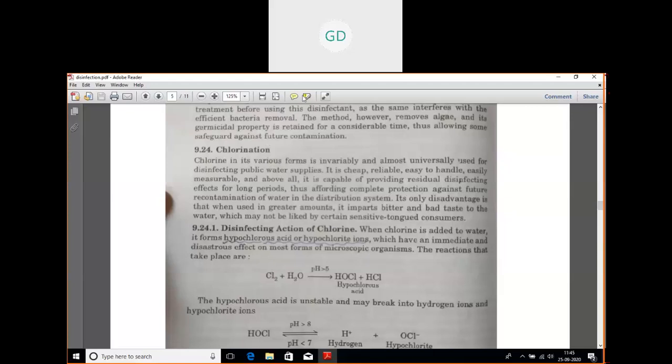Okay, so next is chlorination. Chlorination, we have already just now discussed, is the adding of chlorine to water for killing bacteria. It is known as chlorination.